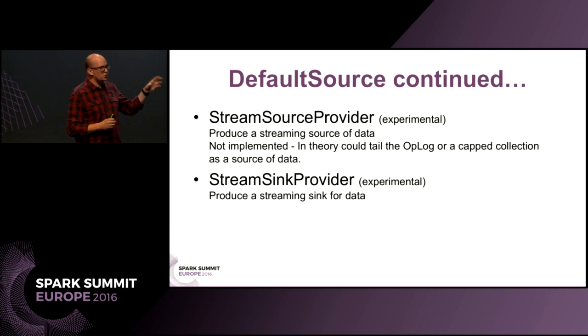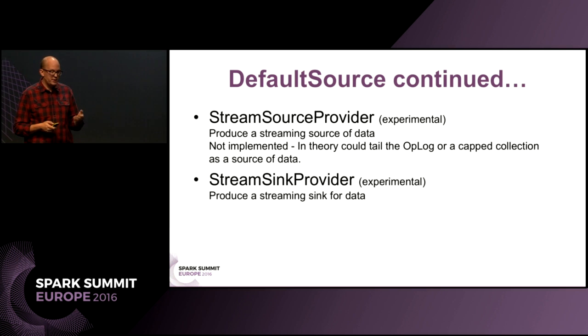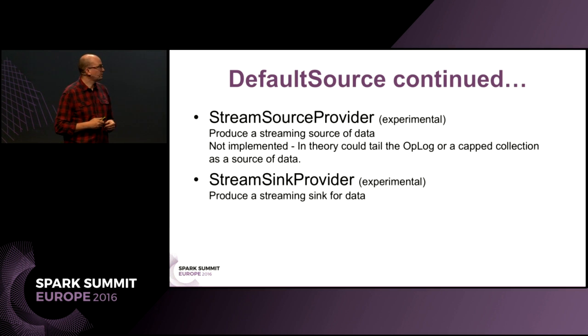MongoDB is not a great stream source provider. You could do a couple of things. You could tail the op log or tail a capped collection, for example. But definitely a sink for a stream, that's pretty easy to do. You implement the trait, and away you go.